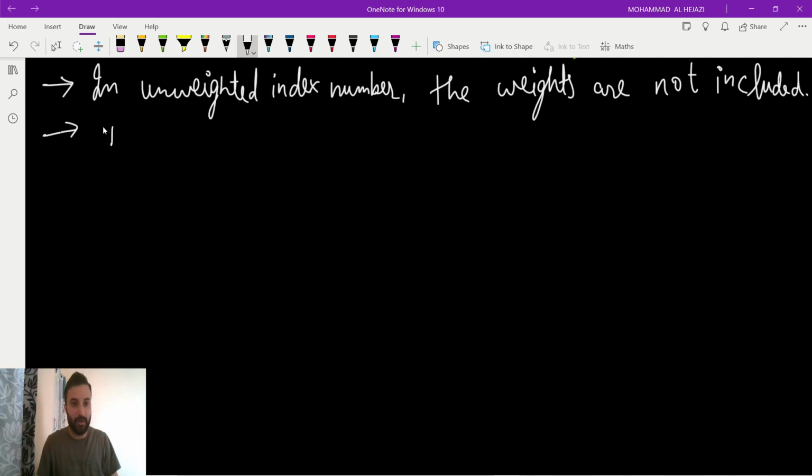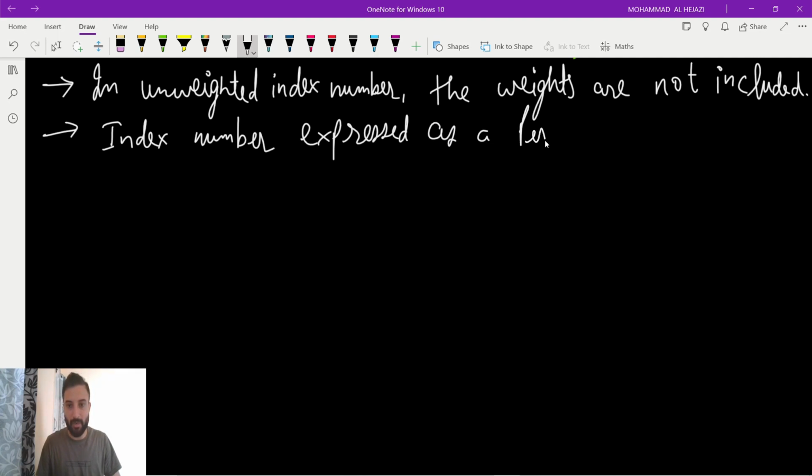Now I will write: index number is expressed as a percentage. Why? Because we multiply by 100. But as I have said, in the options sometimes they will give a percentage, sometimes they will not give a percentage. So don't get confused, just see the values. This is for the objectives.